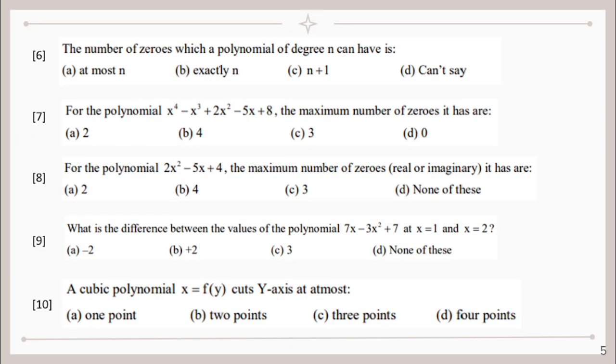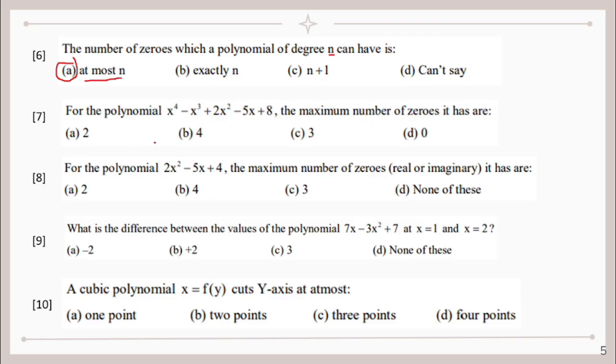The number of zeros which a polynomial of degree n can have is, suppose the power is 2, the degree is 2, it has maximum 2 solutions. Example, quadratic equation. So whatever be the number of degrees, that many maximum zeros will be there. So when n is the degree, at most n zeros only the polynomial will have.